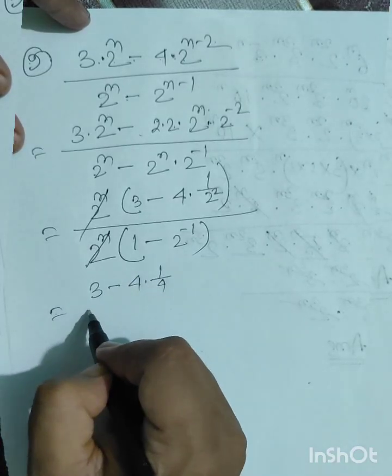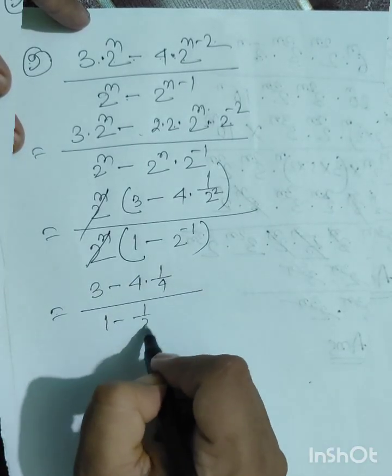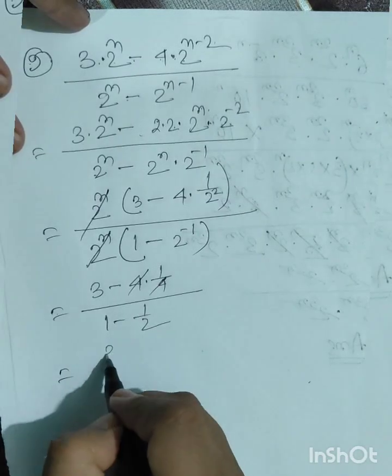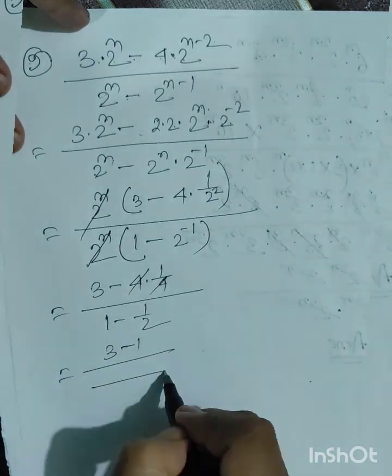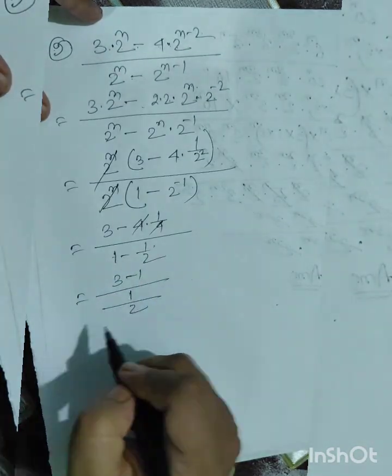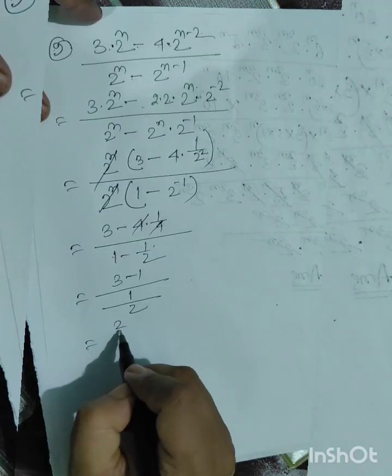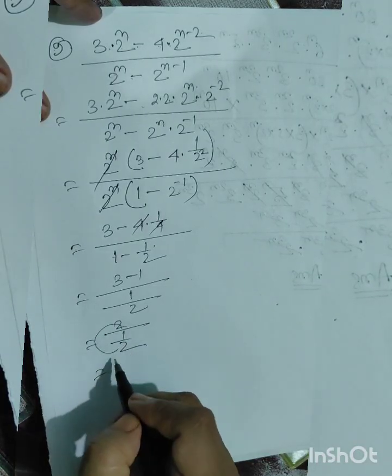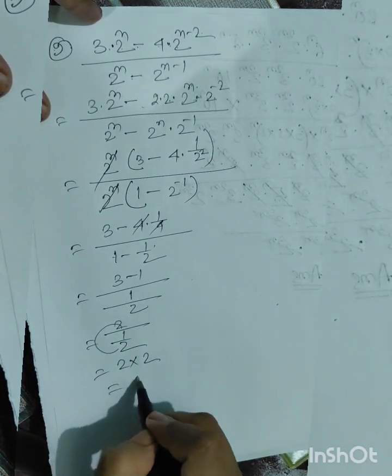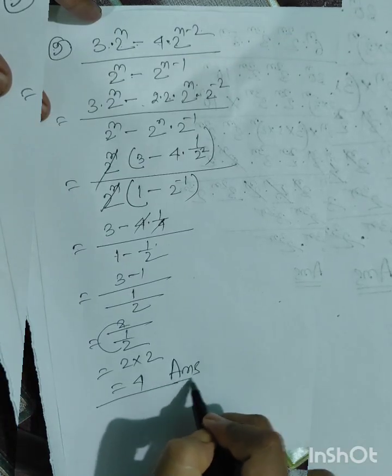ইয়াত 3 minus 4 into 1 by 4 by 1 minus 1 by 2. 4 4 cancel যাব, 3 minus 1 by 2, 2 এক গুণ 2, 2 রেখে 1 মানে 1 by 2 অর্থাৎ 2 by 1 by 2 অর্থাৎ 2 যদি রেসিপ্রোকাল হয়, 2 into 2, 2 গুণ 2 4. এইটোই ইয়াৰ answer.